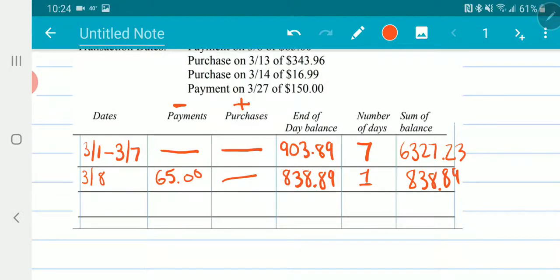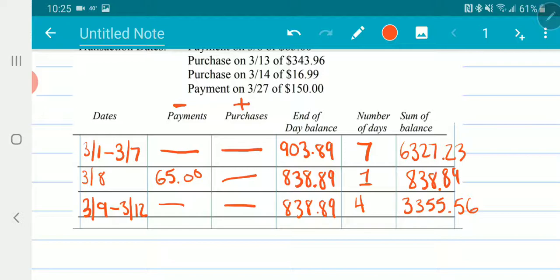Let's keep looking. The next thing that happens is on the 13th, so we've got to account for the days in between. The next one I would do is from March 9th to March 12th. Again, nothing happens, so my balance is going to stay the same, and I can just pull that down. The number of days from the 9th to the 12th, count on your fingers: 9, 10, 11, 12. It's going to be 4 days. So 4 times 838.89 is $3,355.56. You're going to go down the rest of this chart, filling this out along the way.